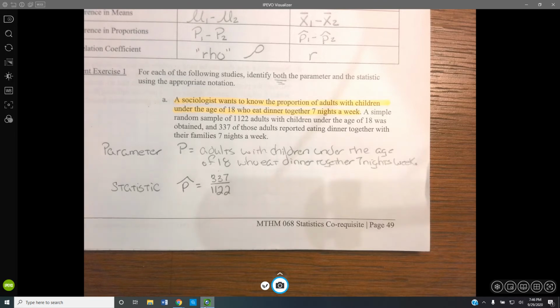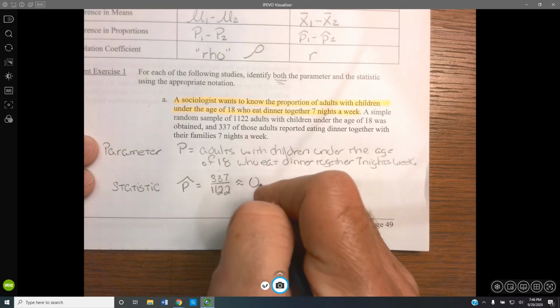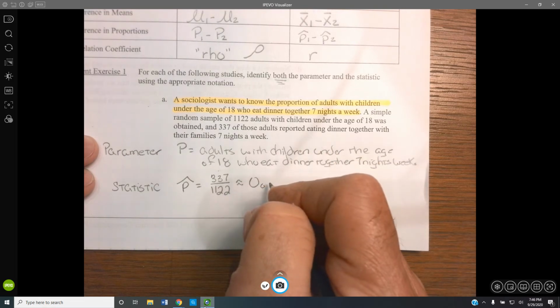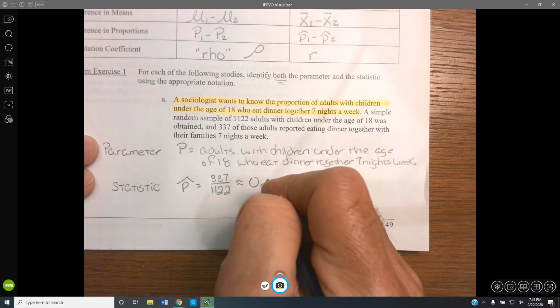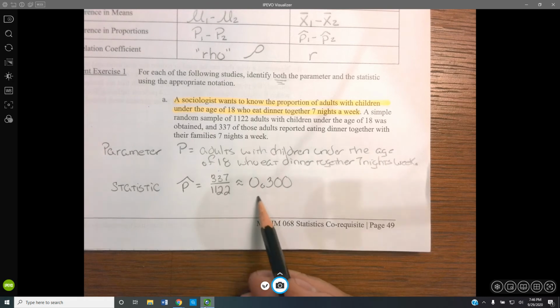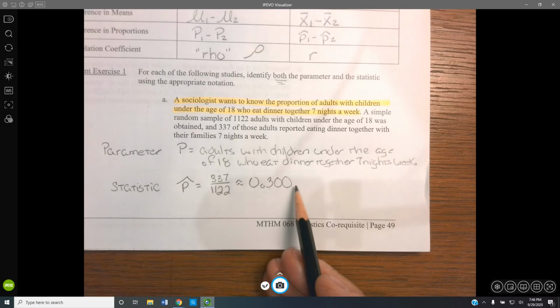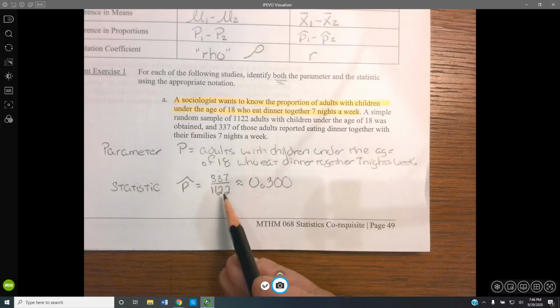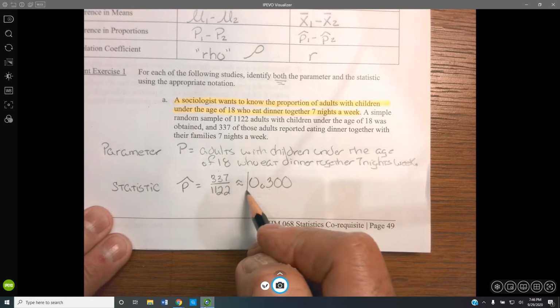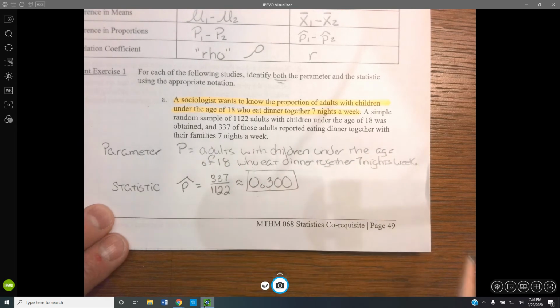337 divided by 1122 as a decimal is approximately, and it doesn't say how much, let's go with 0.300. So the statistic that goes along with this parameter is approximately 0.300, or about 30%, or 337 over 1122. This is the statistic we report, and this is the parameter we're trying to make a best guess of.